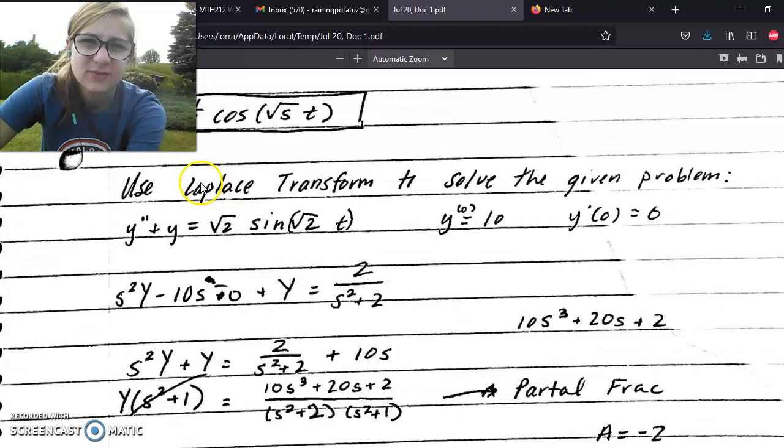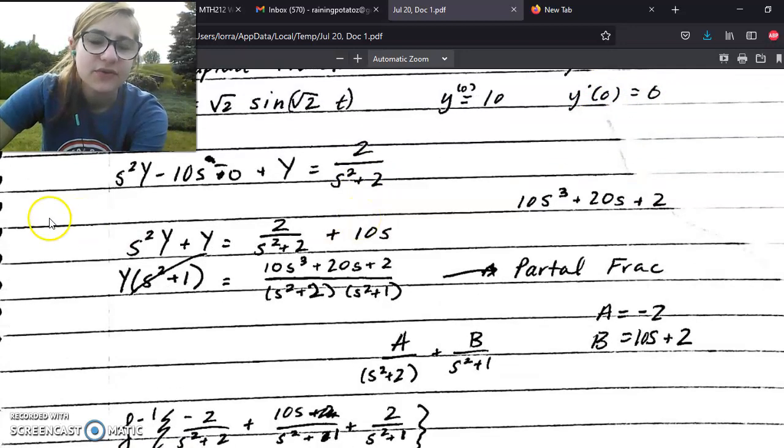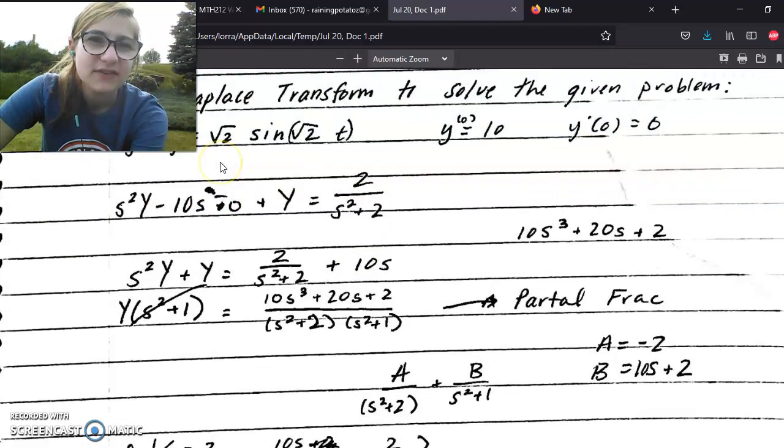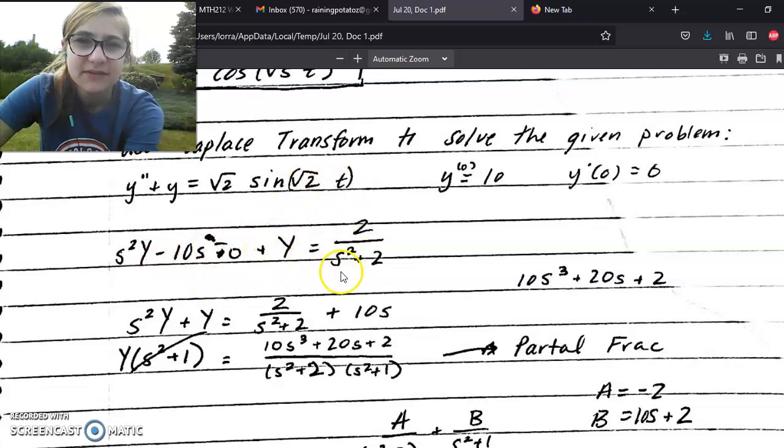And then the second question was to use the Laplace transform to solve the given problem. y double prime plus y is equal to the square root of 2 sine of the square root of 2t, y of 0 is equal to 10 and y prime of 0 is equal to 0. So in order to do this, you just find the Laplace transform of both sides. The Laplace transform of this side is s squared Y minus 10s minus 0 plus Y. And then the Laplace transform of this side is equal to 2 over s squared plus 2.